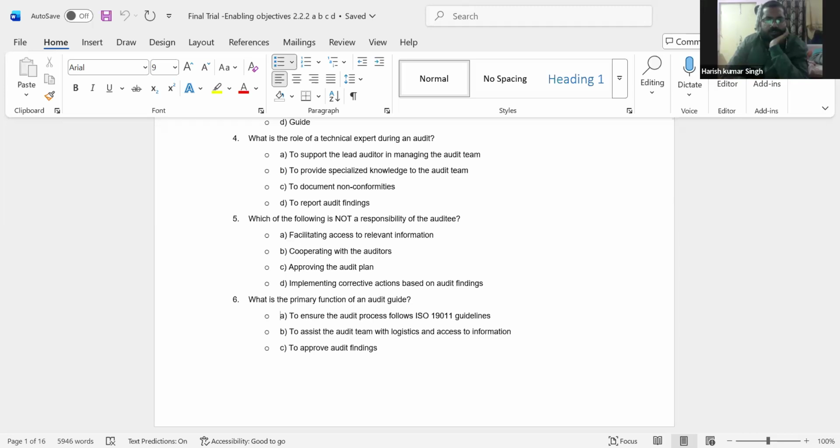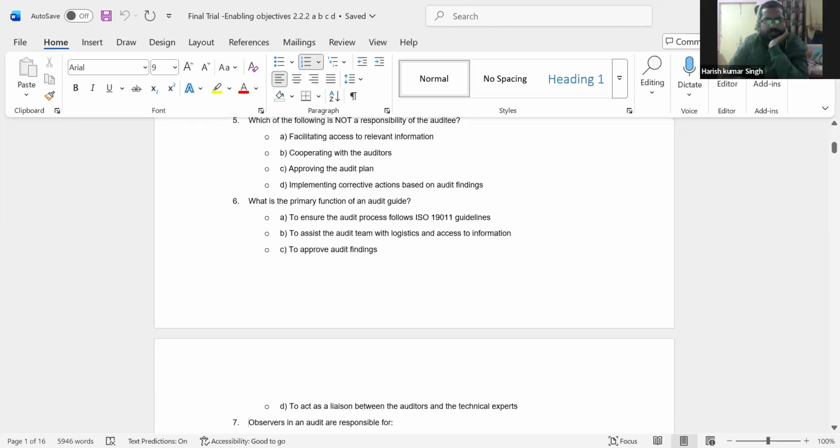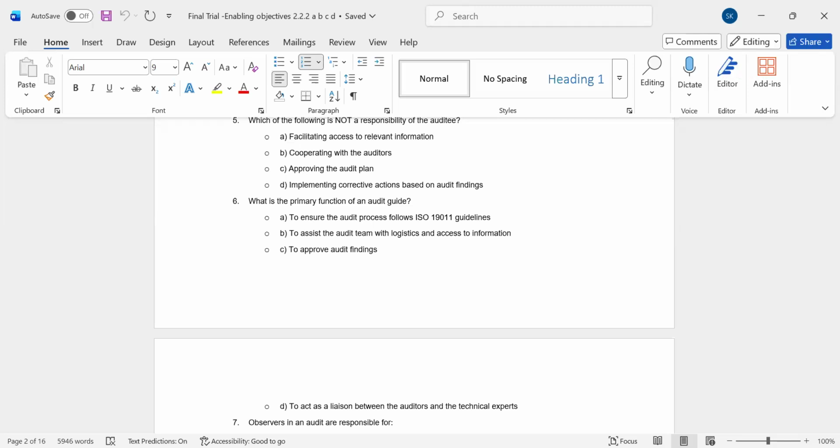What is the primary function of an audit guide? A. To ensure the audit process follows ISO 19011 guidelines. B. To assist the audit team with logistics and access information. C. To approve audit findings. D. To act as a liaison between auditors and technical experts. Primary function for an audit guide. D. Yes, D, act as a liaison between the auditors and the technical experts.